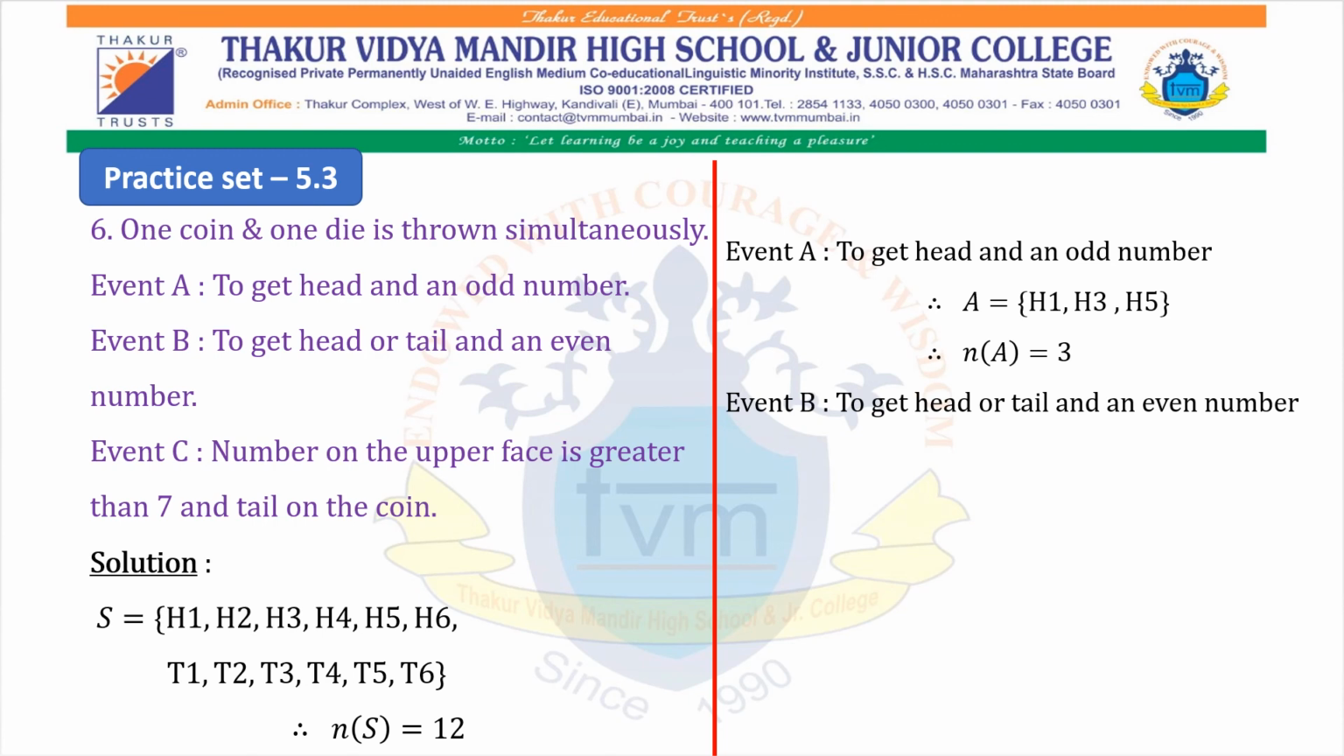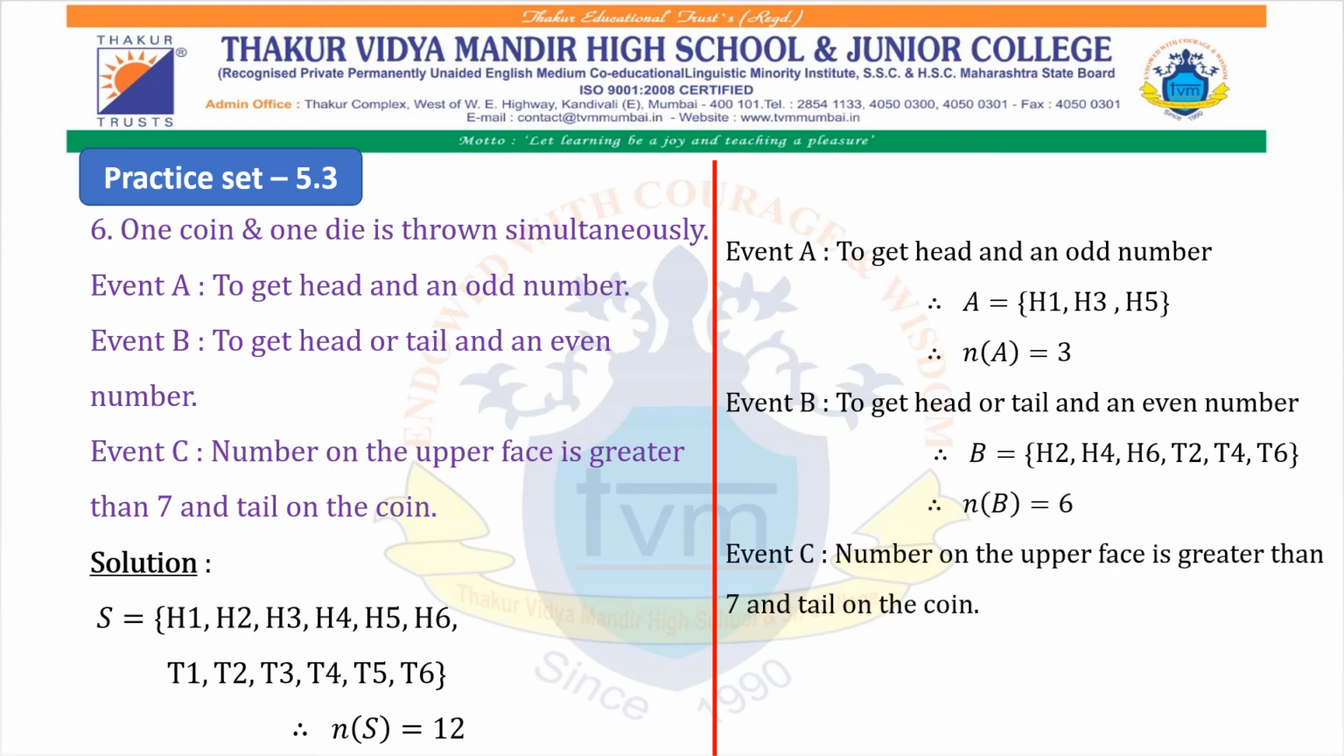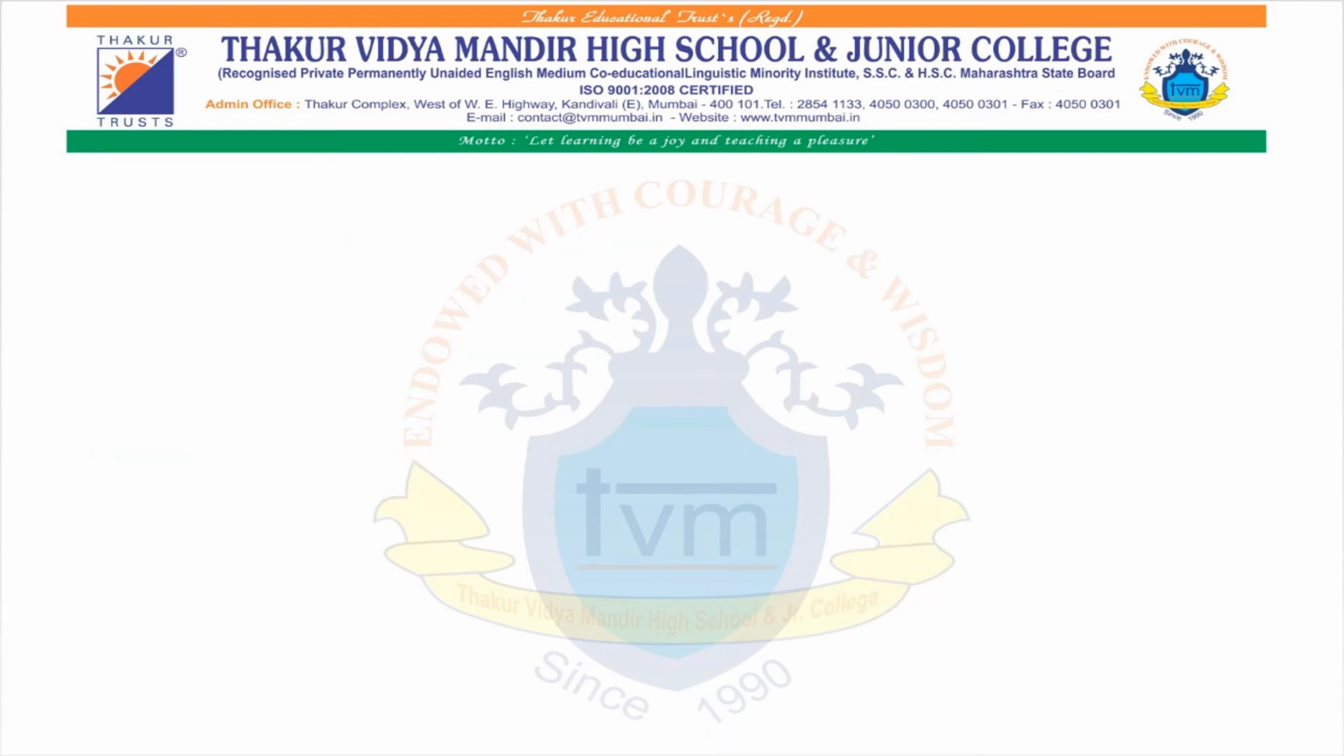Event B, to get head or tail and an even number. Therefore, B = {H2, H4, H6, T2, T4, T6}. Therefore, n(B) = 6. Event C, number on the upper face is greater than 7 and tail on the coin. Therefore, C is empty. Therefore, n(C) = 0.